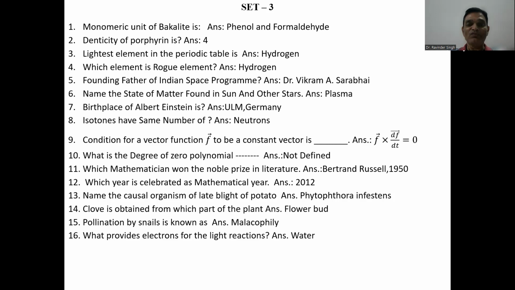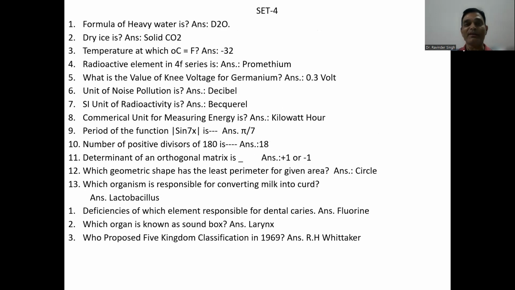What provides electron for the light reaction? Answer is water. That is the set number 3. Next, set number 4. First question. The formula of the heavy water is D2O. Dry ice is solid CO2. Temperature at which degree Celsius is equal to Fahrenheit? Answer is minus 40.